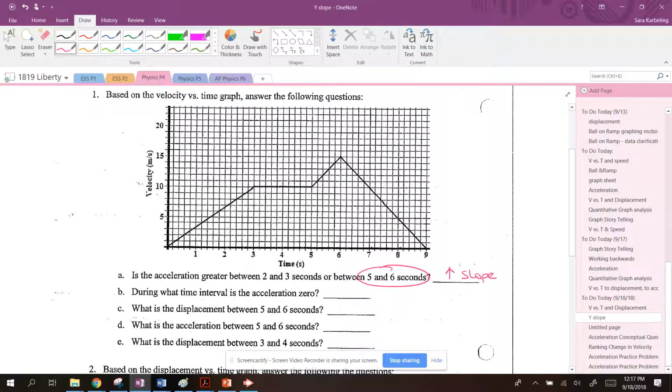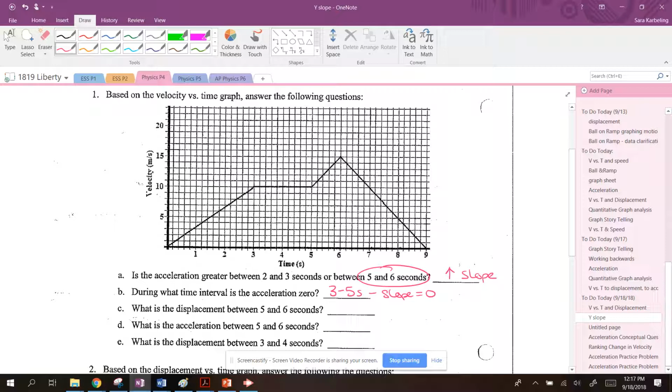During what time interval is the acceleration 0? What'd you say? Awesome. How do you know? Horizontal slope. Yeah, slope is 0. All right. What is the displacement between 5 and 6 seconds?